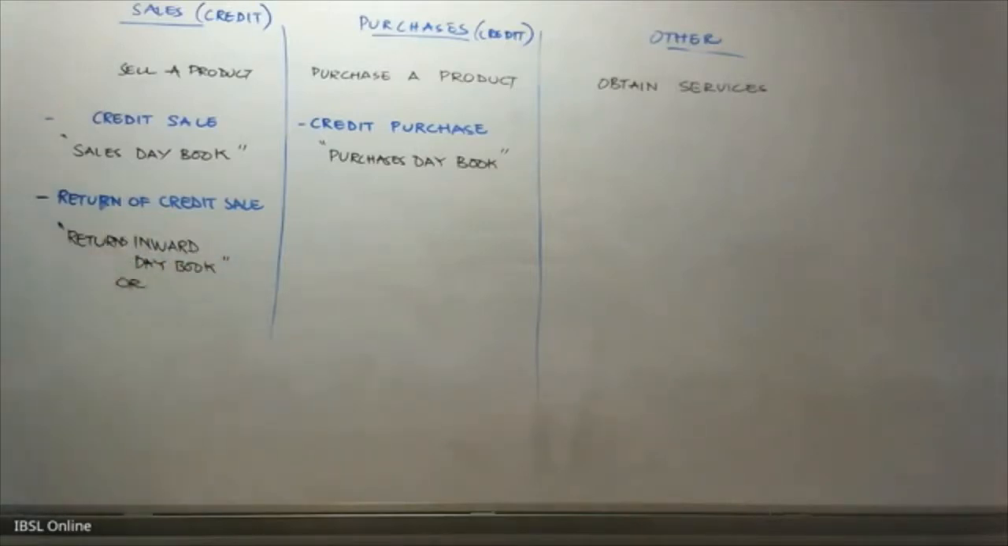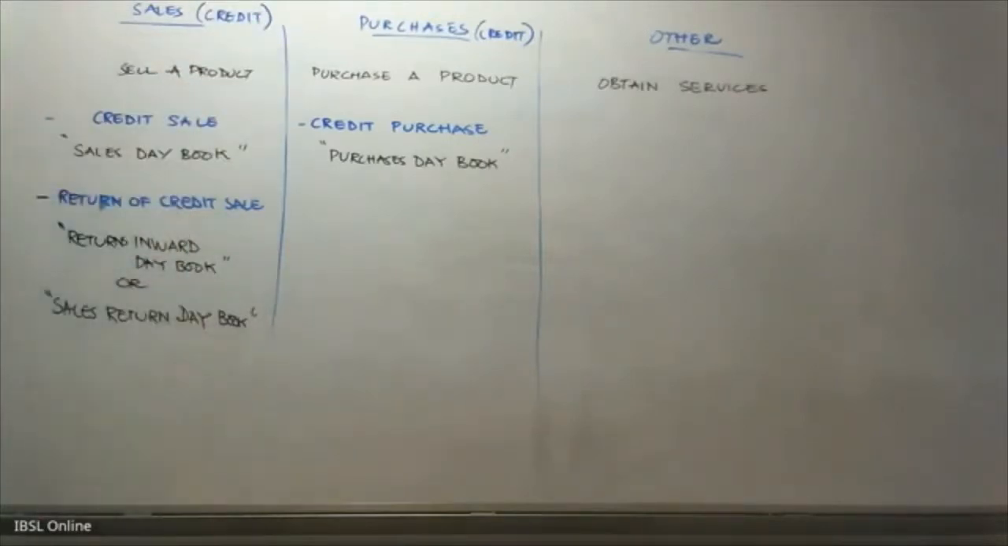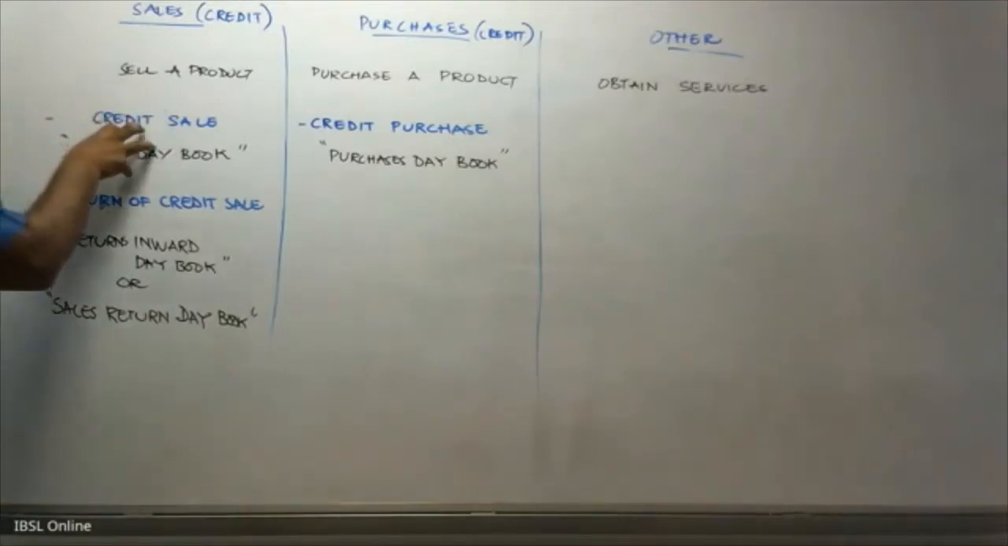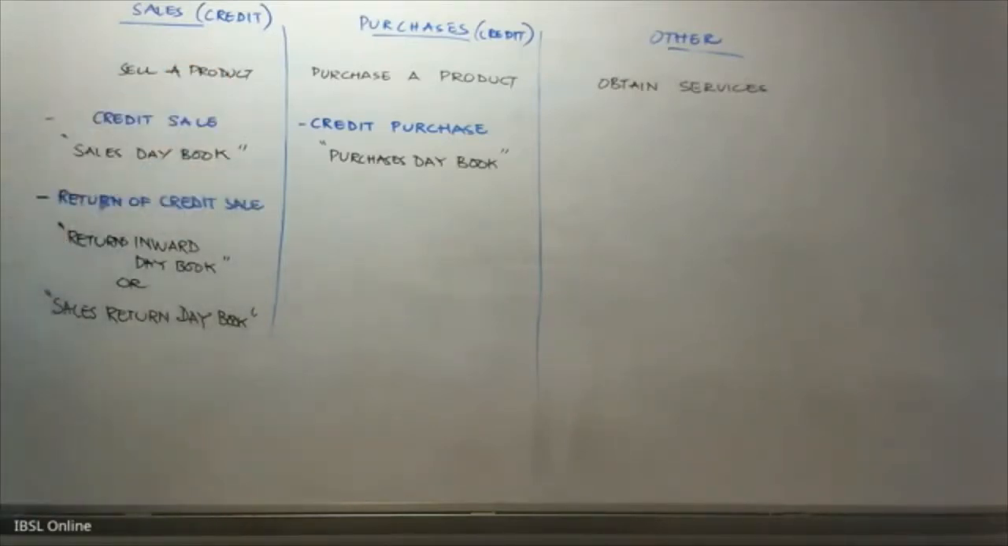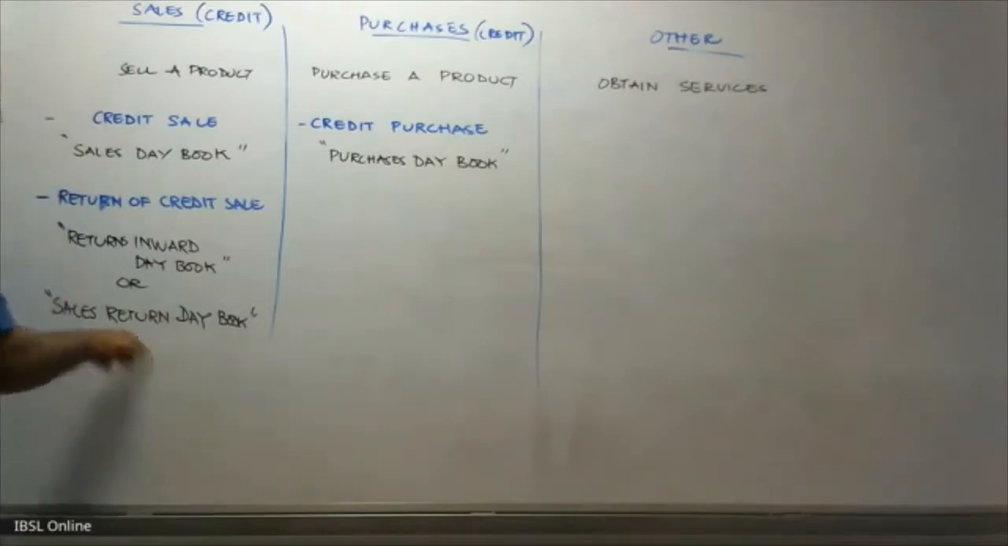Or you can call it as the sales return day book. I think this is not there in the handout, so you can write it down if you want, or you can take down this entire thing for your reference. So when a return happens of a credit sale, you need to go and cancel that sale. How you cancel it? You don't go and tamper it with this book, because this is where you recorded your credit sale. Now you don't go and cross it, saying that the sale is cancelled. No, I will keep it as it is, but I will go and record it in a separate book, which is known as the returns inward day book or sales return day book.